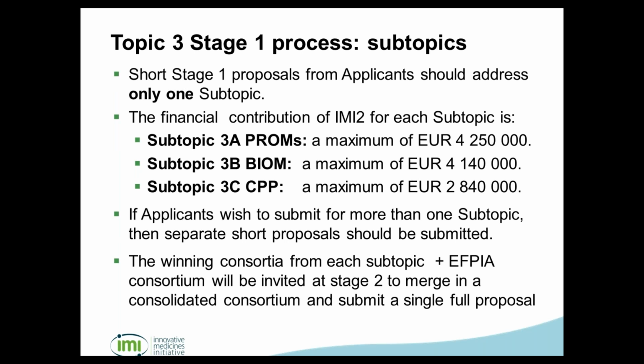So an applicant should apply only for one subtopic when preparing one short proposal. And they have to be careful that each subtopic is linked to a specific budget, which is clearly indicated in the topic text and also in these slides. Therefore, if you are interested in applying for more than one subtopic, you will have to submit a separate short proposal. And then, as already said, and all will be explained later, the winning consortium from each subtopic, so the first ranked over threshold, will be invited to join together with the EFPIA consortium in a single global consortium that will then have to submit a single full proposal at stage 2.